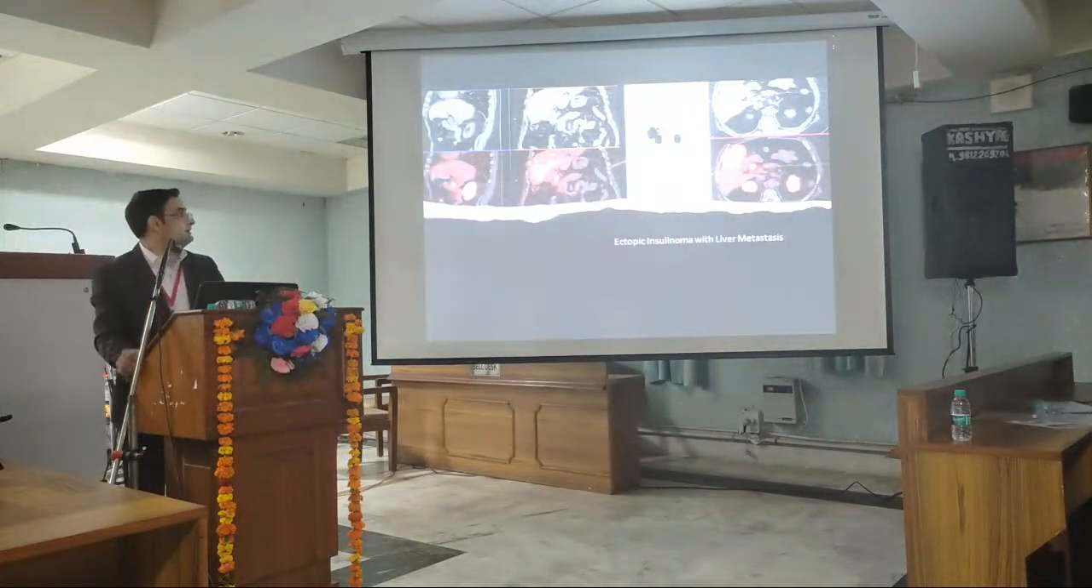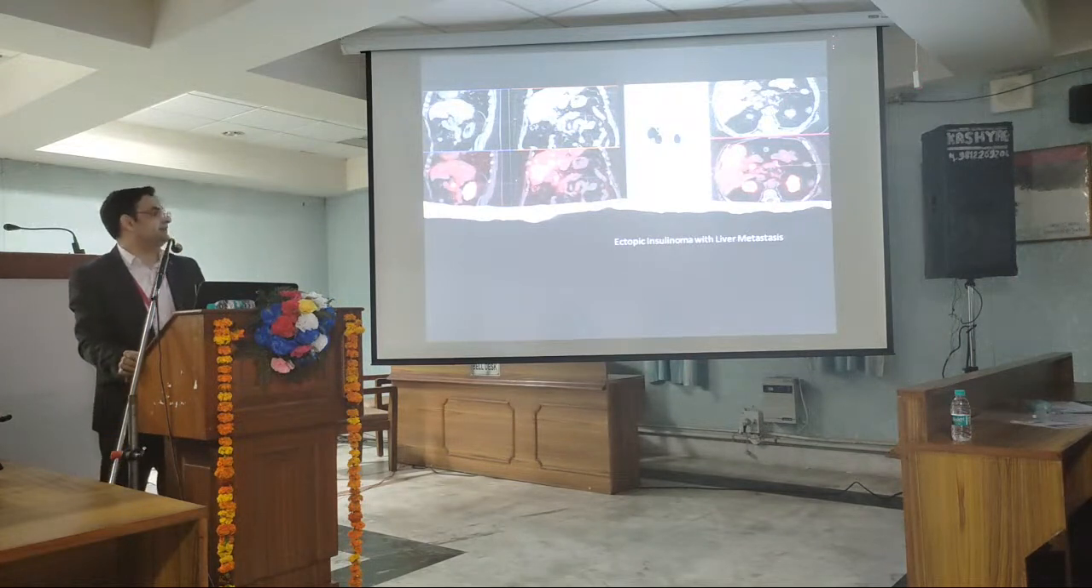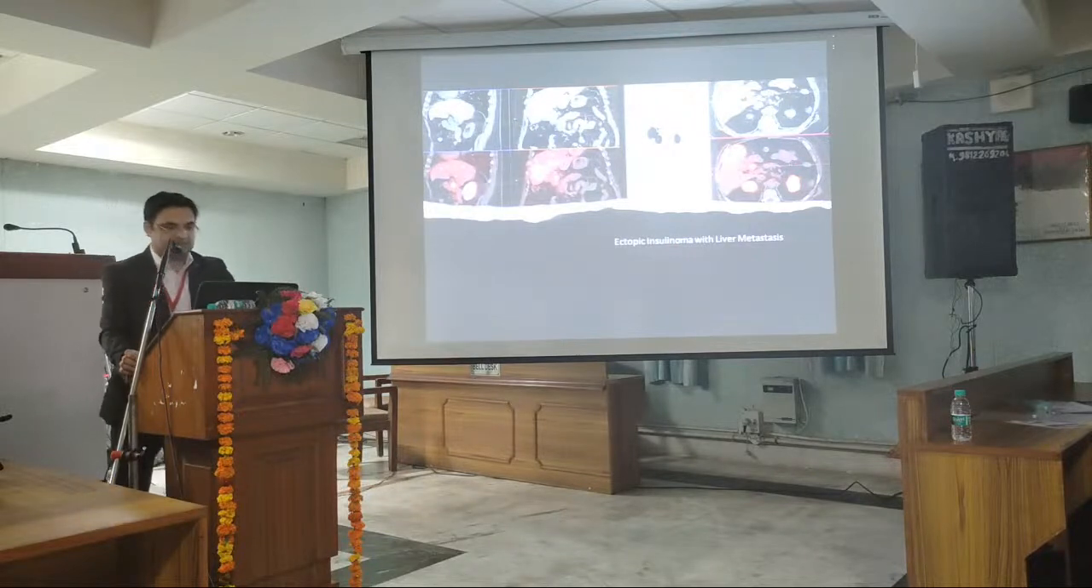This is another case of insulinoma, in which there is an ectopic insulinoma. Usually insulinomas are localized within the pancreatic gland, but this one is localized in the lumbopancreatic group. This is the ectopic insulinoma with metastatic disease. Although it is most of the time considered benign, metastasis may happen in 1 to 2% of cases due to aggressive behavior. And this is the ectopic insulinoma with liver metastasis.